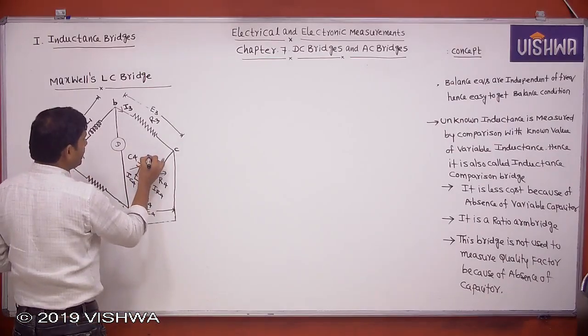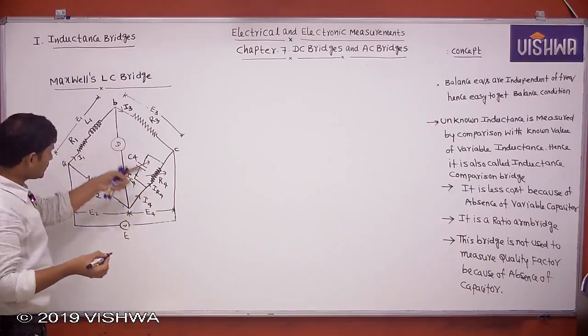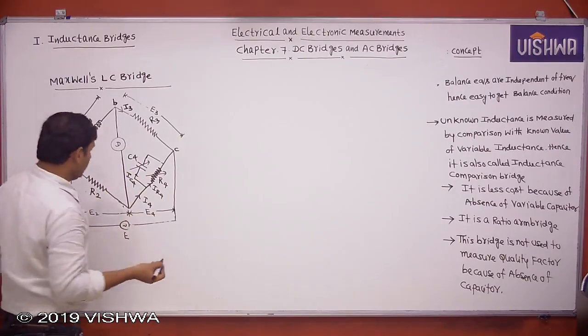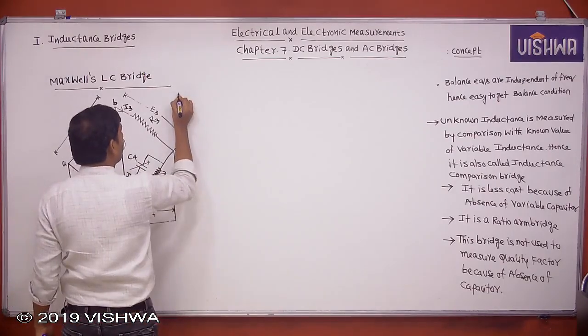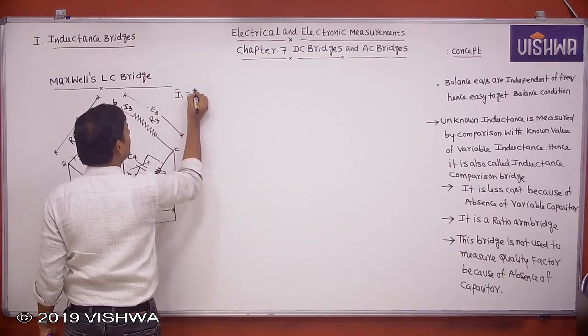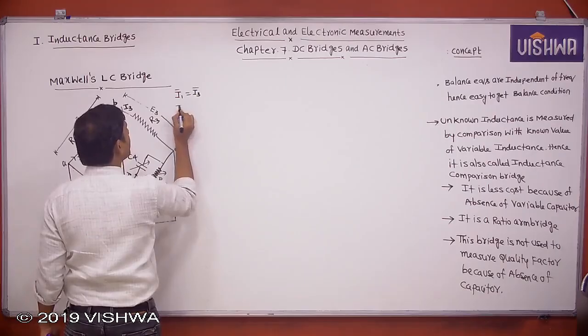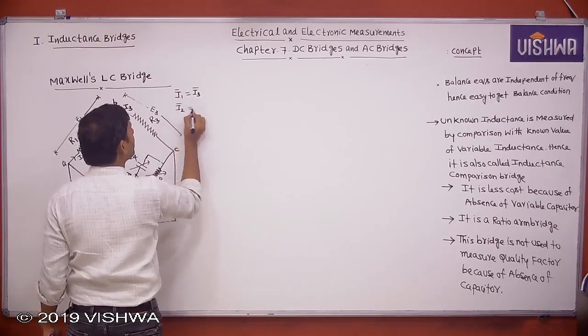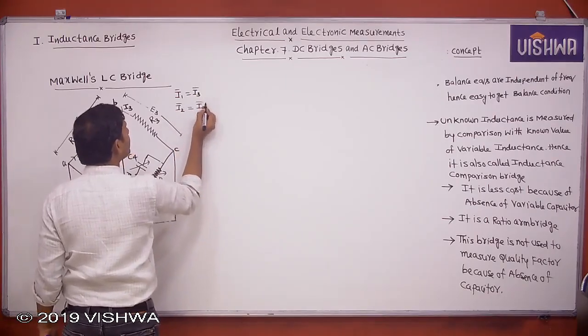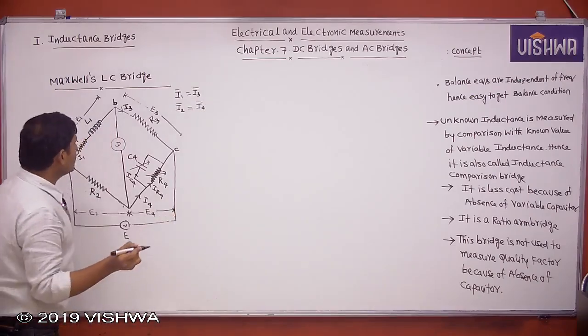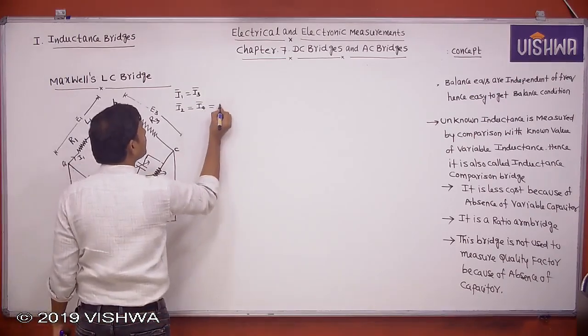First, same concept. This is unknown, this is known values. Then we know that I1 equal to I3 at balance. I2 equal to I4. This observation is important to draw the vector diagram. What is this I4 equal to?